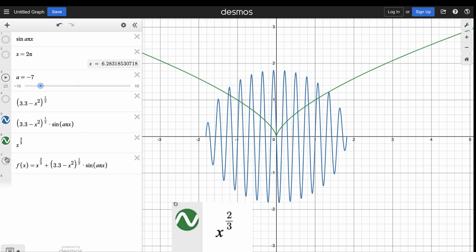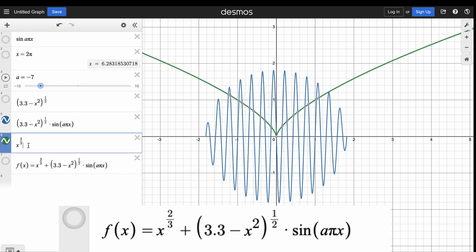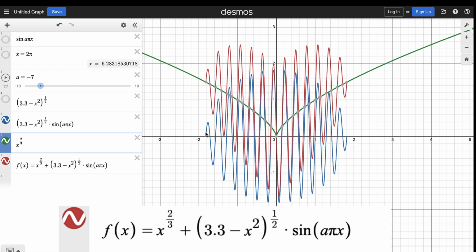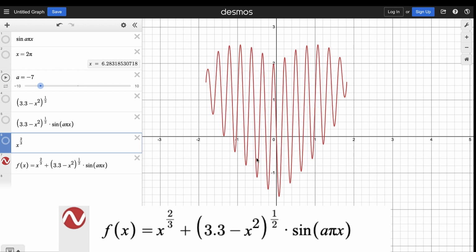So let's see now how it looks if I add this expression x raised to 2/3, which is this green graph, to this blue graph. And here's now the result. Notice that this blue height plus this green height becomes this red height, and the same explanation goes for the rest of them. Now let's remove this blue and this green graphs. This shape is more like a heart shape now, and let's do the animation.